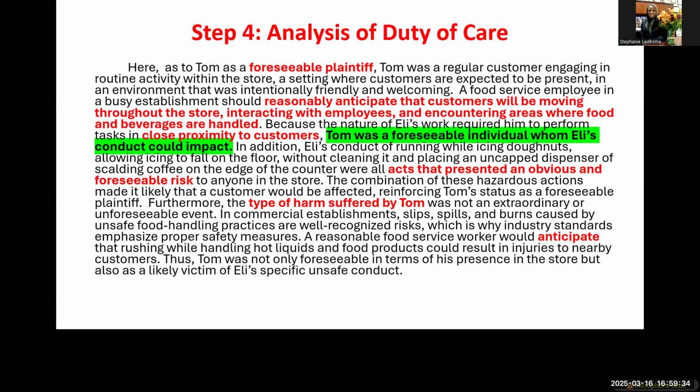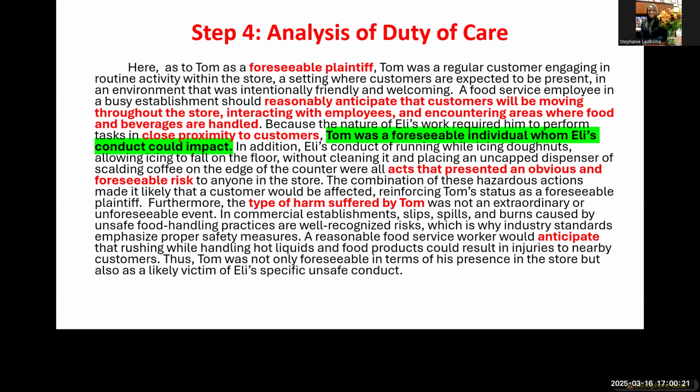I say a food service employee in a busy establishment should reasonably anticipate that customers will be moving throughout the store, interacting with employees, and encountering areas where food and beverage are handled. Are those facts that are specific to my hypothetical? No. Did I change the hypothetical? No. I drew out reasonable inferences. Why is he running through the store with hot donuts from the back to take them to the front if there's not customers in there to get the hot donuts? Why is he rushing unless it's busy, right?